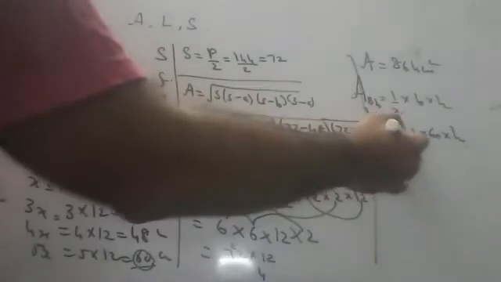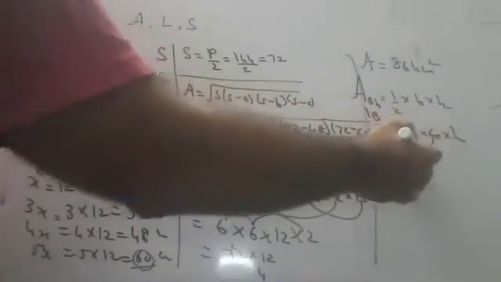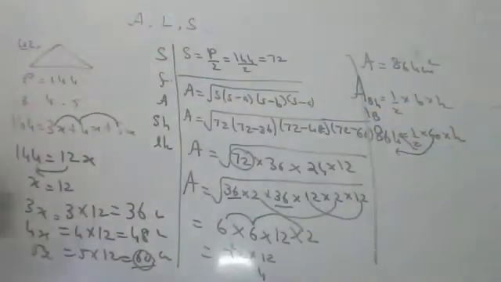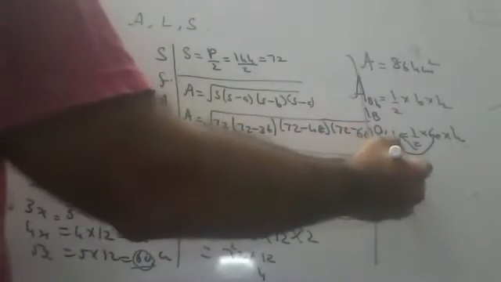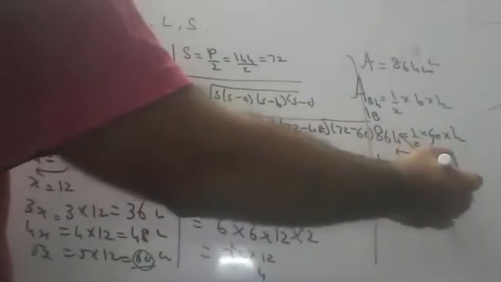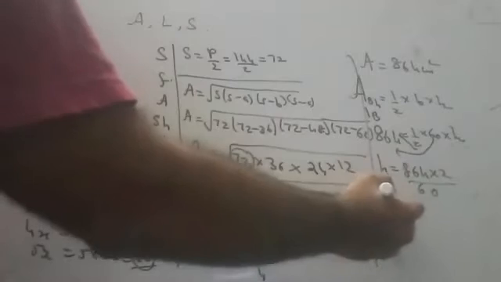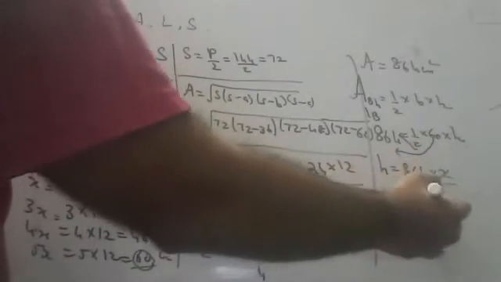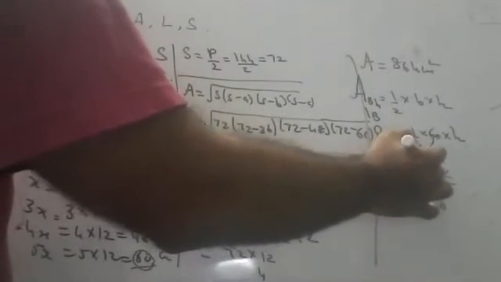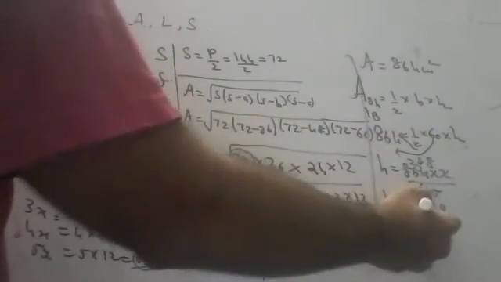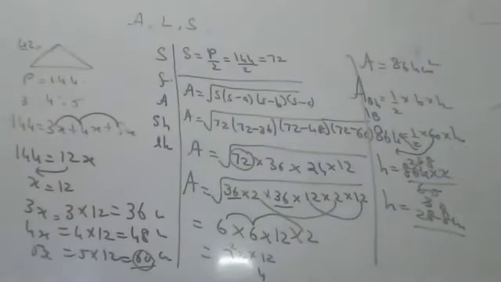So 2 will go up because it is down, and 60 will come down because it is up. So what you will get, children? h is equal to 864 into 2 by 60. Then what you will get? 28.8 centimeters is the shortest height. That is the shortest height.